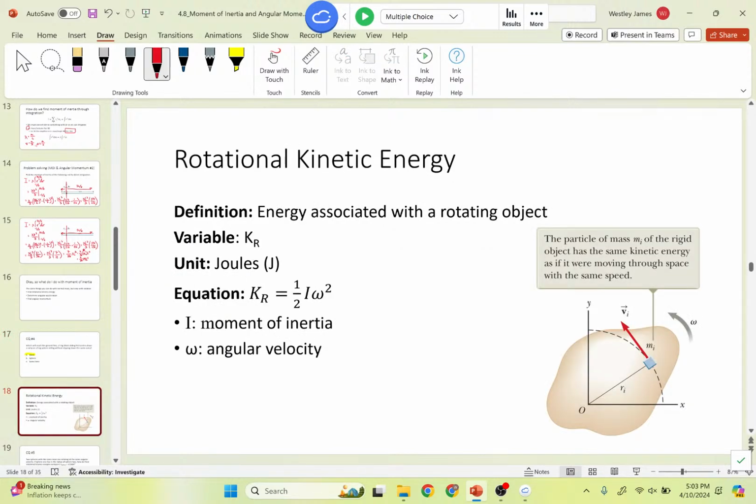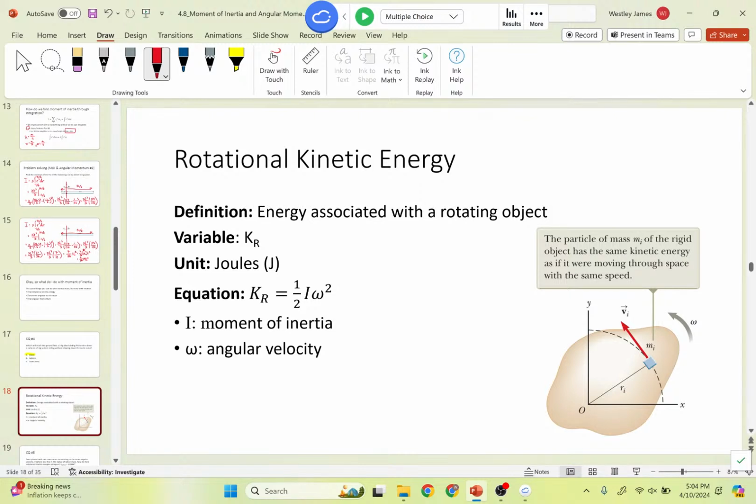Because there's an energy associated with rolling. So for now, I'm going to introduce this energy, and then we'll go back and look at the other problem. There is an energy associated with rolling. There is an energy associated with the rotating object.